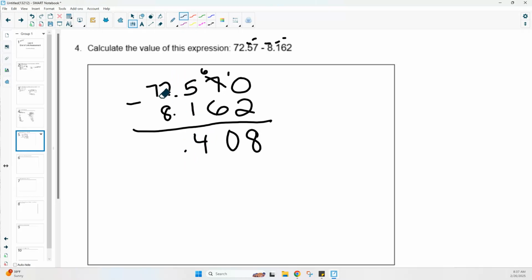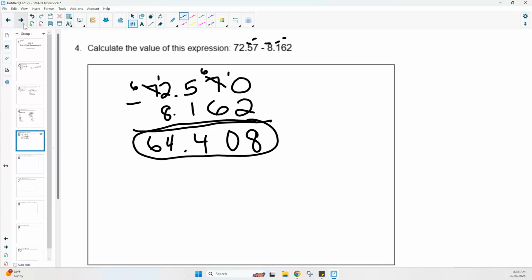Decimal point lines up. I cannot do 2 minus 8, so again, we're going to borrow from the neighbor. 7 becomes a 6, and then we're borrowing 10, so 2 becomes 12. 12 minus 8 is 4. 6 minus nothing is 6. So our final difference, remember difference is the answer to subtraction, is 64 and 408 thousandths.